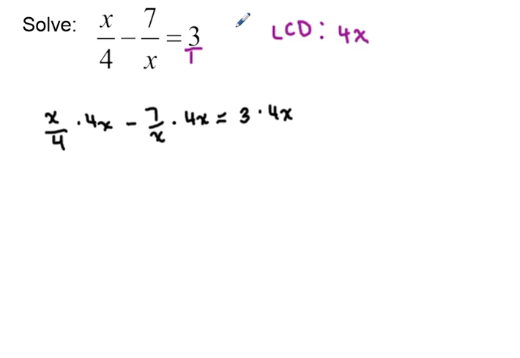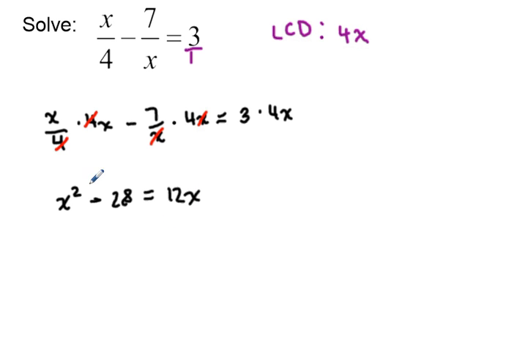So when I do that, what I notice is going to happen here is I've got a 4 in the top and the bottom of this first part, so they're going to cancel. We've got an x here and here, so they will also cancel. And I have nothing to cancel here, so I'm going to have to multiply everything on that side. So what I'm left with is x times x, which will give me x squared, minus 7 times 4, which is 28, and that's going to be equal to 12x.